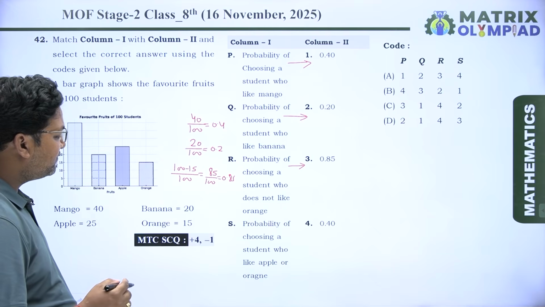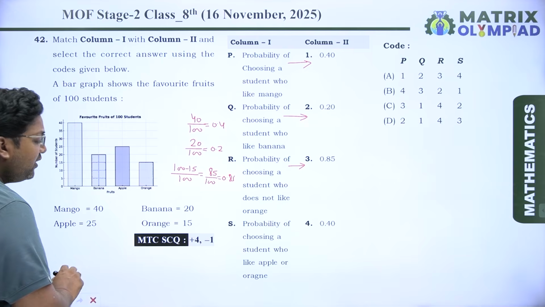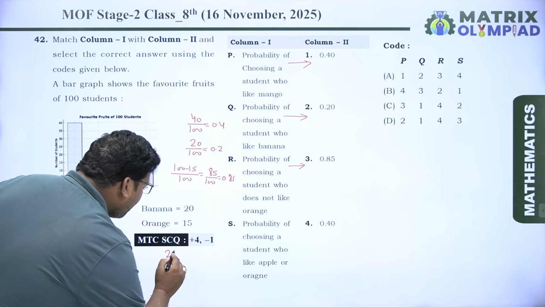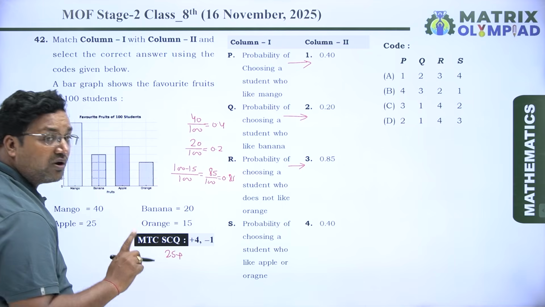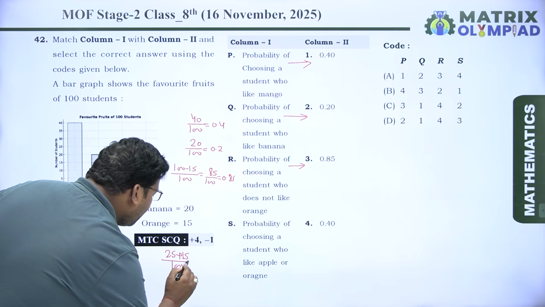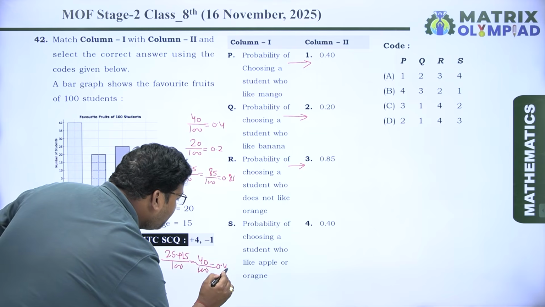Last is the probability of choosing a student who likes apple or orange. So here you can see who likes apple or orange. The number of students who like apple is 25, plus the number of students who like orange is 15. So 25 plus 15 upon 100, which is equal to 40 upon 100, equal to 0.40.